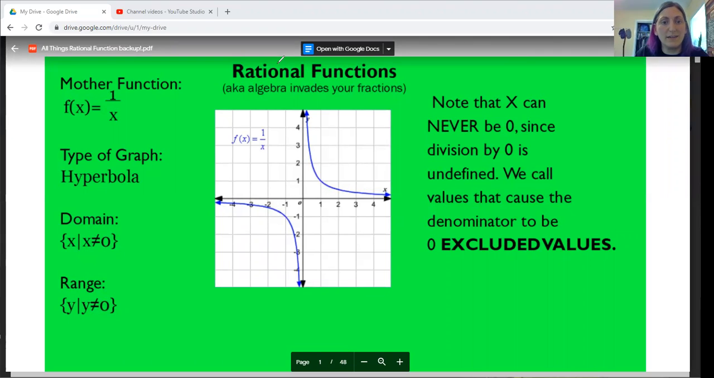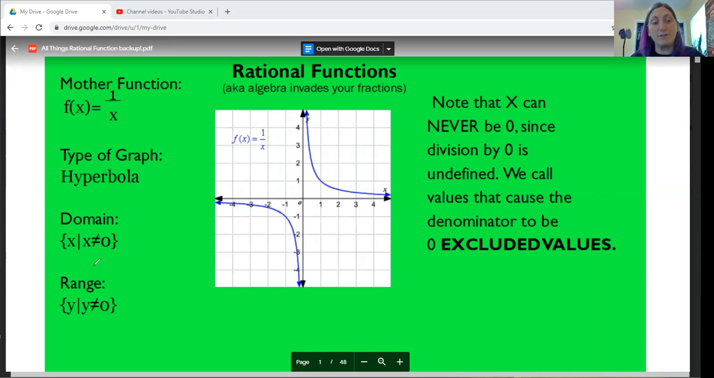We've got a hyperbola. This should look a little bit familiar if you remember the last video about inverse variation. And the fun thing about these is they have asymptotes, places where the graph does not go. We're going to talk about asymptotes a little bit more in depth today. So rational functions, aka algebra invades your fractions. The mother function is f of x equals 1 over x. Like I said, the type of graph is a hyperbola.